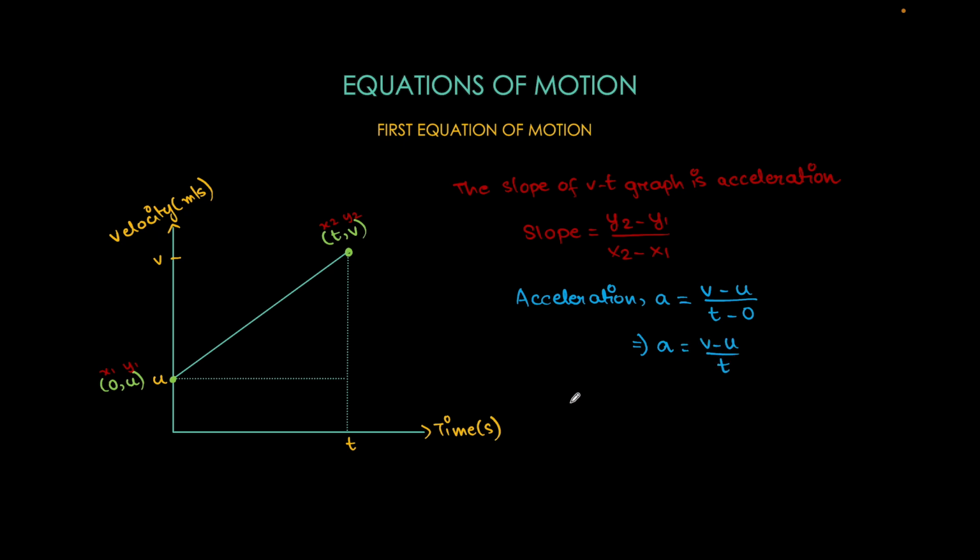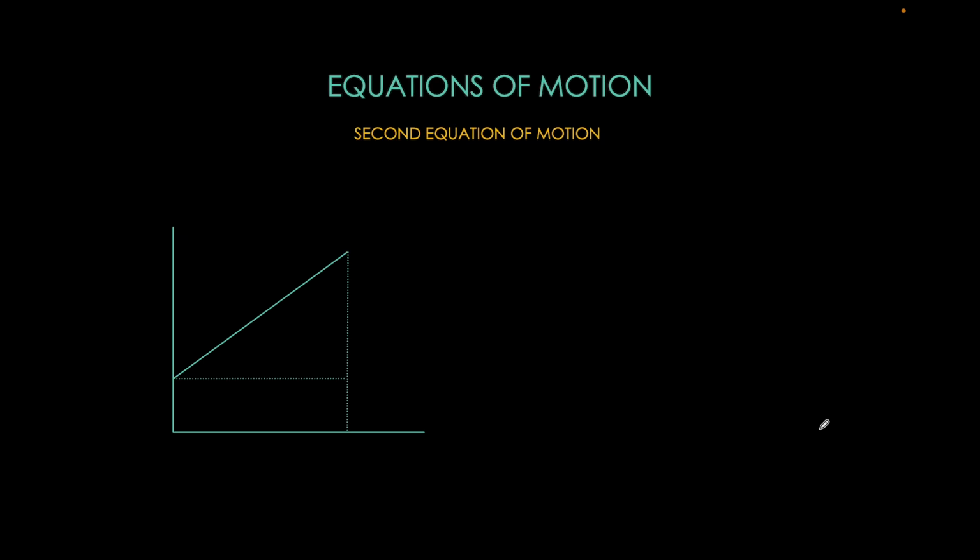We just need to rearrange it now. So if we just take T to this other side and multiply it with A, we get AT is equal to V minus U. And we take U to the other side, and we can write it as V is equal to U plus AT. So this here is your first equation of motion. Just remember this equation of motion because it is very useful and it will be used in most of the numericals, right? Okay, so moving on to the second equation of motion.